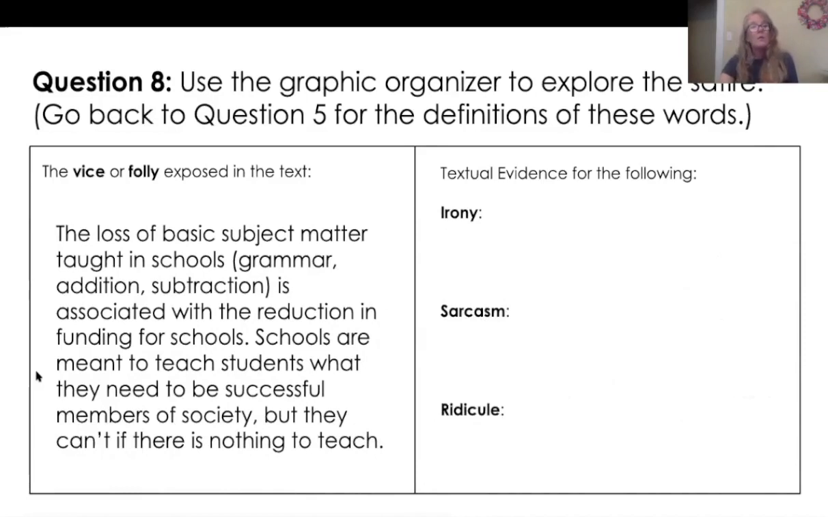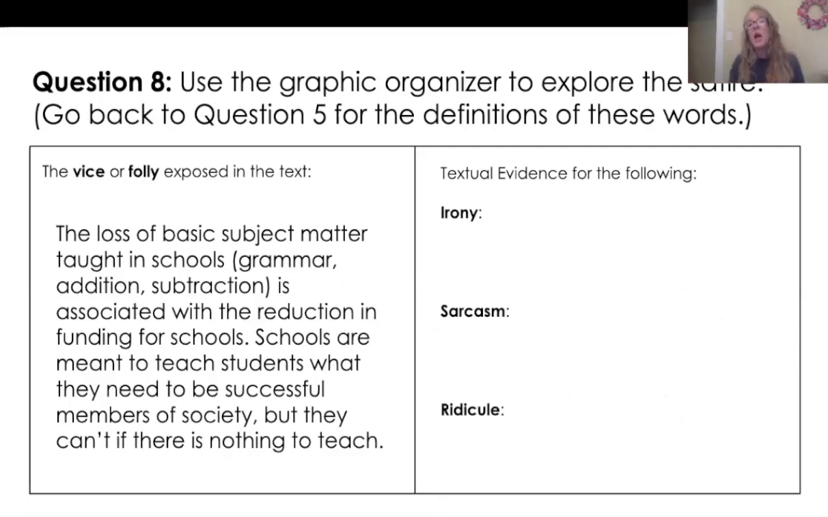Well, the loss of basic subject matter taught in schools, grammar, addition, subtraction, is associated with the reduction in funding for schools. Schools are meant to teach students what they need to be successful members of society, but they can't if there is nothing to teach. So that's kind of the foolish action, right? That's not something that we need to take away. We need to take away other bad things, but grammar, addition, subtraction, those are things that we need to learn.